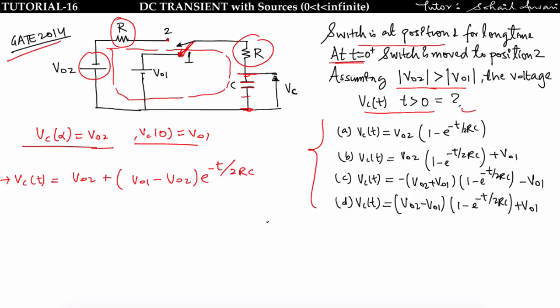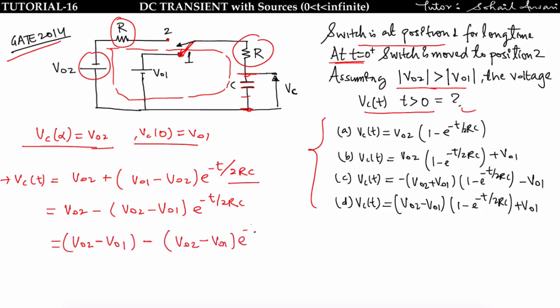Now when you see the options, you will not find any option matching this equation. So we have to arrange this equation such that I will get one of the options. So what I will do, I will take negative from here. I will get V of 02 minus (V of 02 minus V of 01) e to the power minus t upon 2RC. Correct? Now what I will do, I will add V of 02 here. V of 02 I will subtract. V of 02 minus V of 01 I will subtract. I will get (V of 02 minus V of 01) e to the power minus t upon RC, and here I am subtracting, means I have to add V of 01 here.